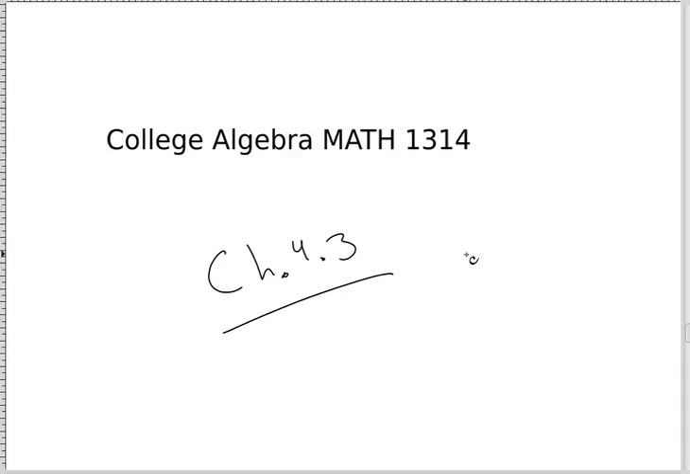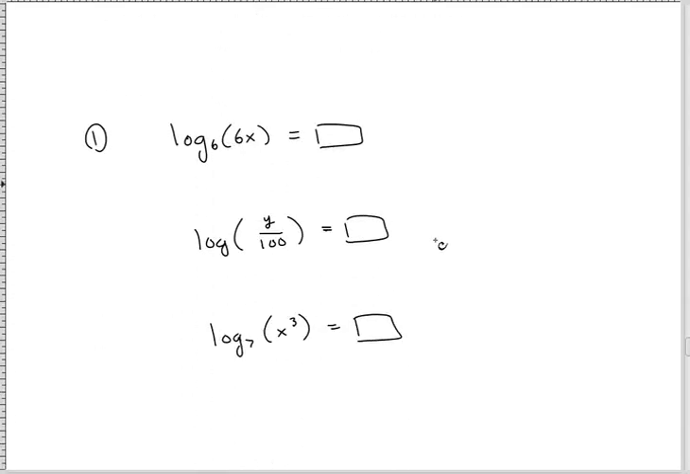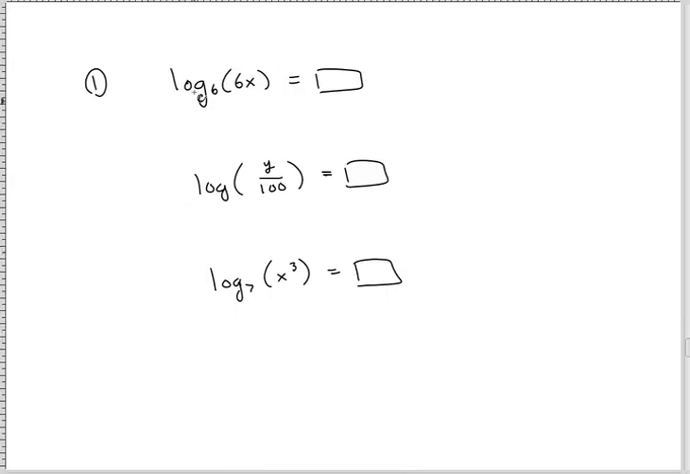Hello everyone. This is a video lecture for College Algebra, Math 1314, Section 4.3, Properties of Logs. So we're going to learn how to expand and condense logarithmic expressions. So this is going to be expand for the next while, actually.